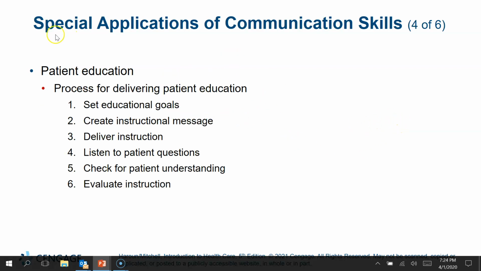Okay, so what we're going to do is set our educational goal with our patient. We are going to create an instructional method, or message. What do we want from this patient education? We're going to deliver the instructions, listen to any questions the patient has to ask, check the patient's understanding, and then evaluate. Did they learn it? If they didn't, what do we need to do to make sure they understand it before they go home?